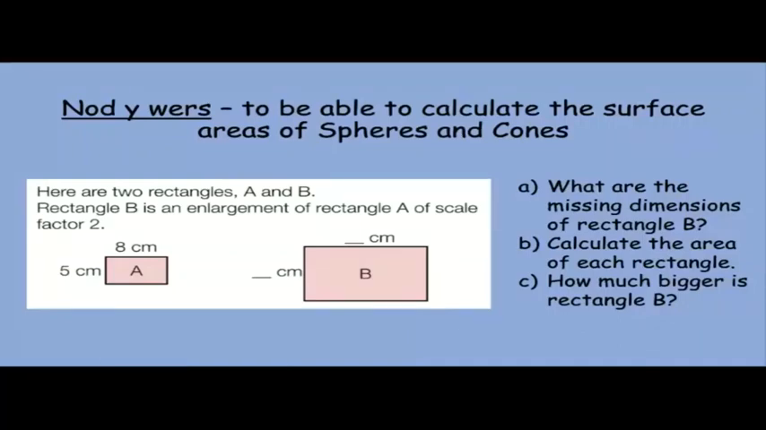Hello, so today's lesson is about spheres and cones. We're going to be calculating the surface areas of spheres and cones. Our starter though is about enlargements and scale factors of similar shapes. So A and B are similar rectangles, and B is an enlargement of A by a linear scale factor of 2.